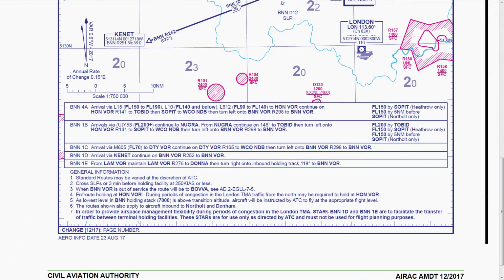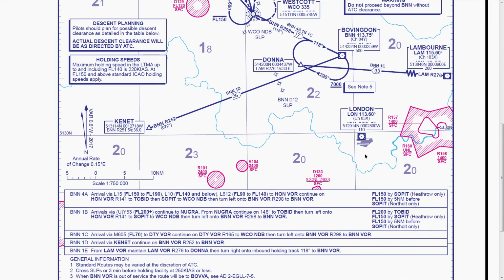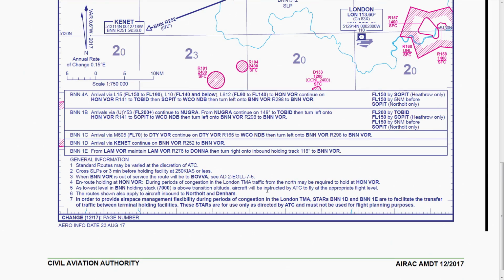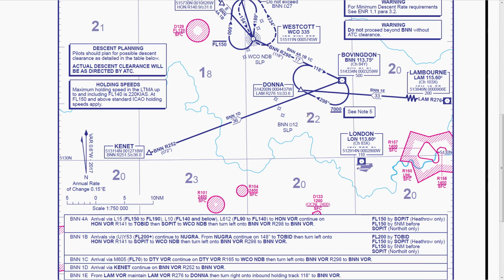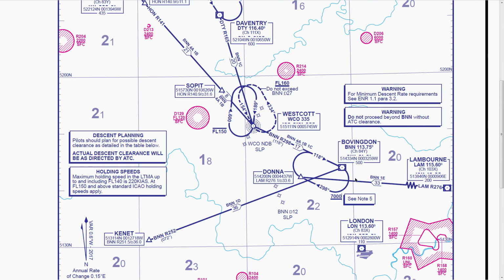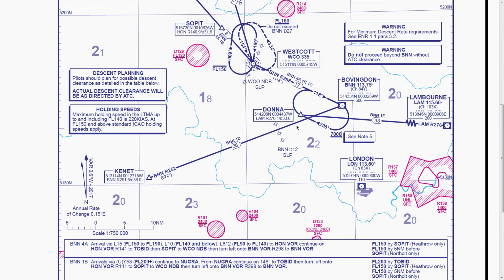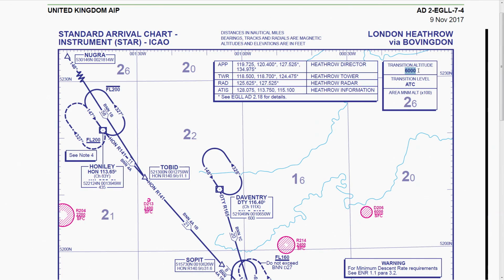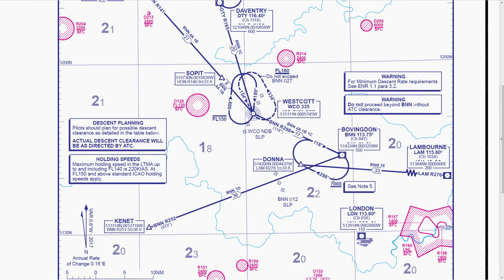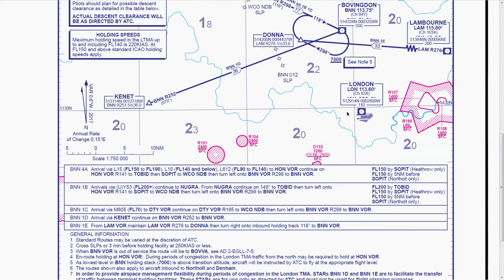That's note number 4. As lowest level in Bovingdon holding stack, 7,000, is above the transition altitude, there you go, there's the holding stack, but it doesn't give it as a flight level. Aircraft will be instructed by ATC to fly at the appropriate flight level. So there you go. So with this at 7,000 feet, it is 7,000 feet with whatever the actual barometric pressure is, but because it's above transition altitude, they'll give you a flight level to fly instead. So they may say flight level 7.5, or they might say flight level 6.5, depending on the barometric pressure, to give you roughly 7,000 feet.